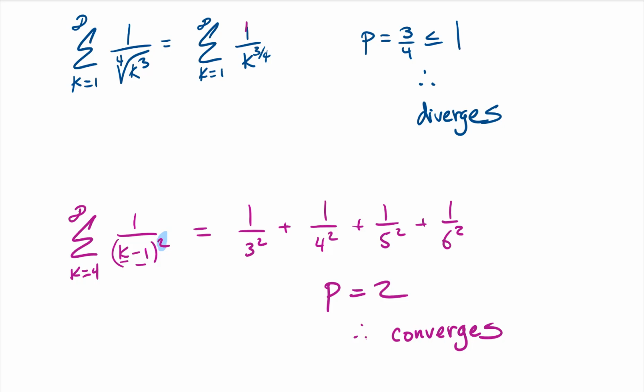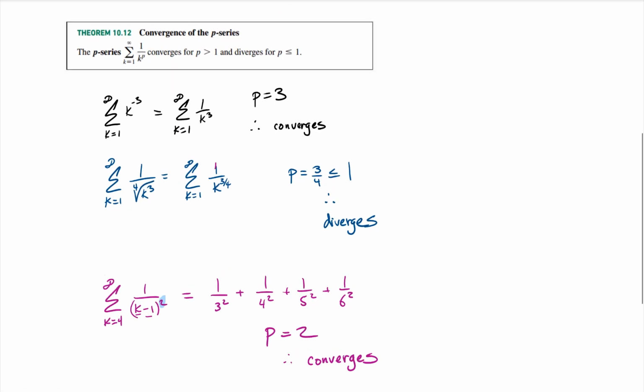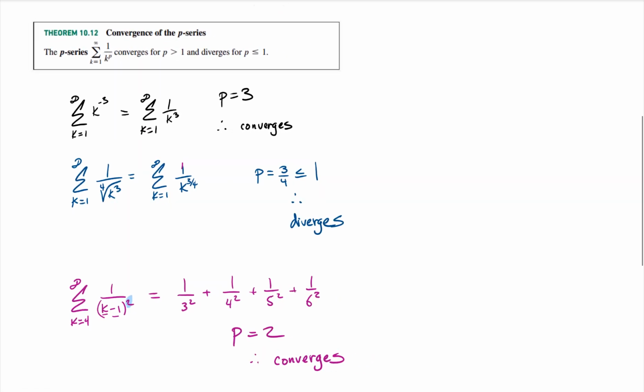So that is the p-test, or convergence of the p-series. If the power down on the bottom is greater than 1, the thing is going to end up converging.